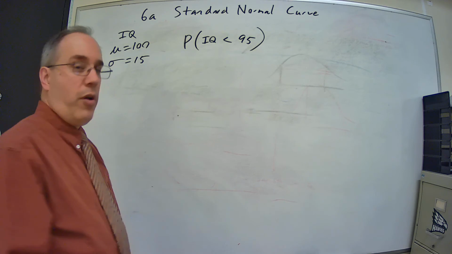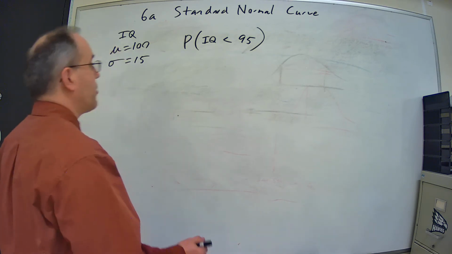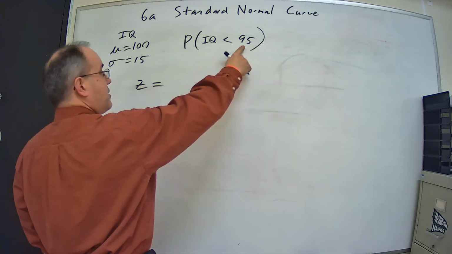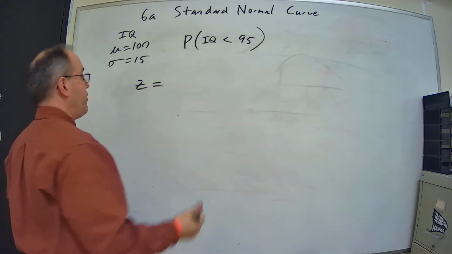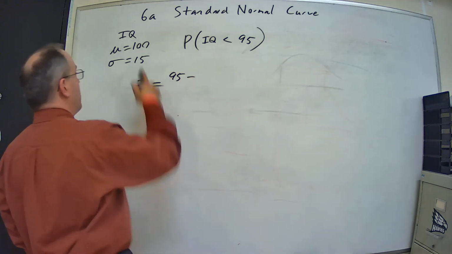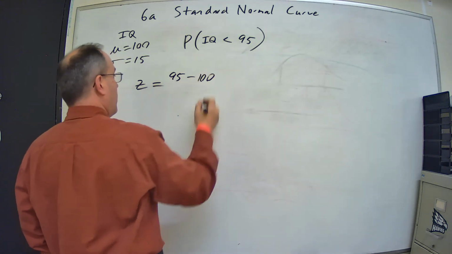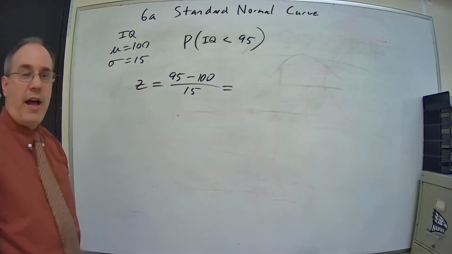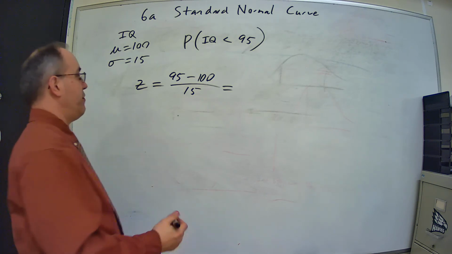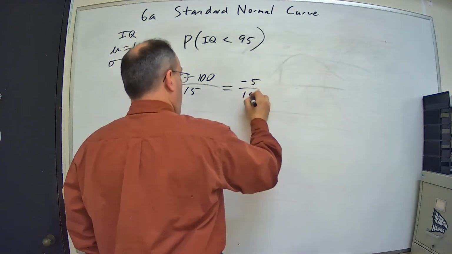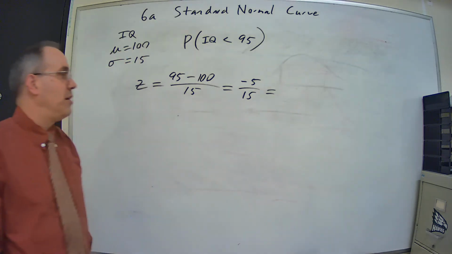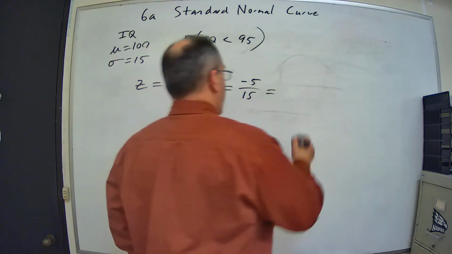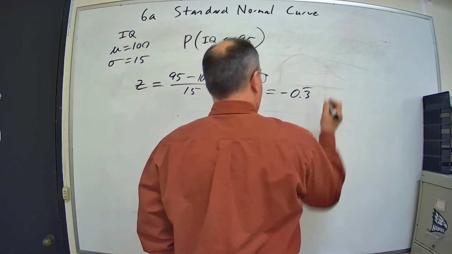So how do I do that? Well, I use my z-score. So the first thing I'm going to do is say z is equal to x, which is 95. I'm trying to use that real world value of 95. So 95 minus the mean of 100 over the standard deviation of 15. 95 minus 100 gives me negative 5 over 15. If I convert that to a decimal, I get negative 0.3 repeating.